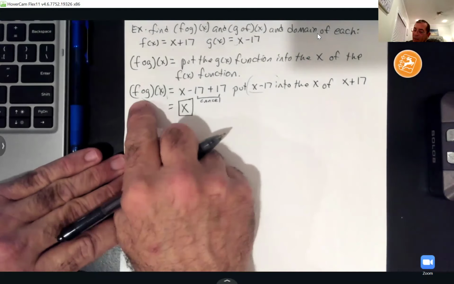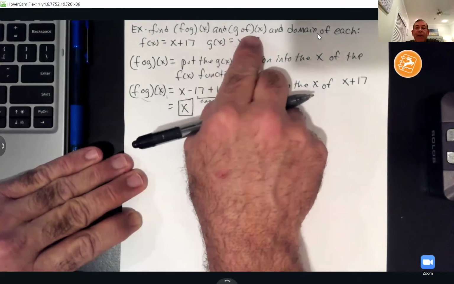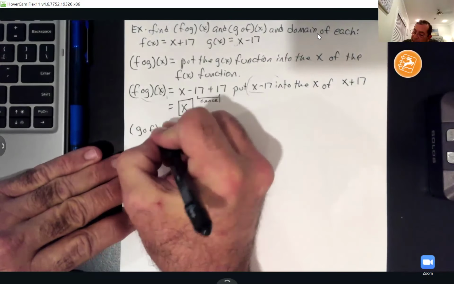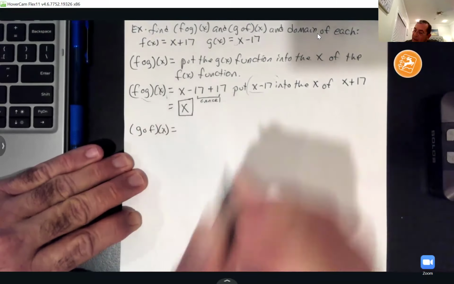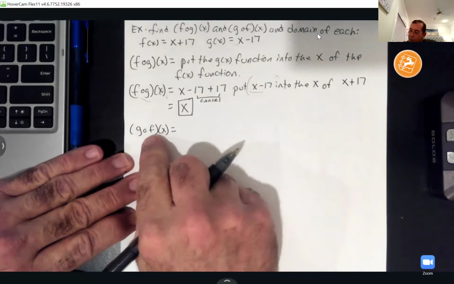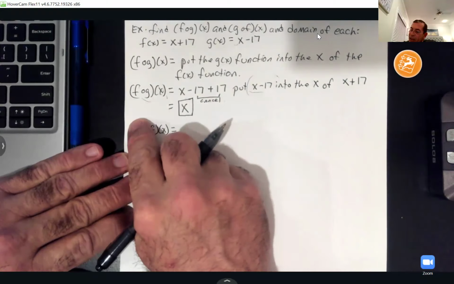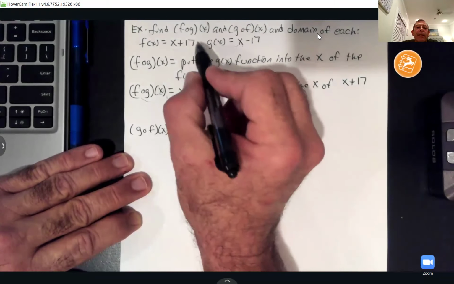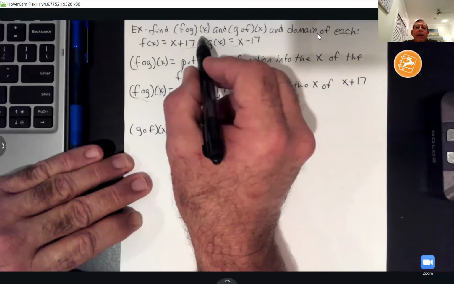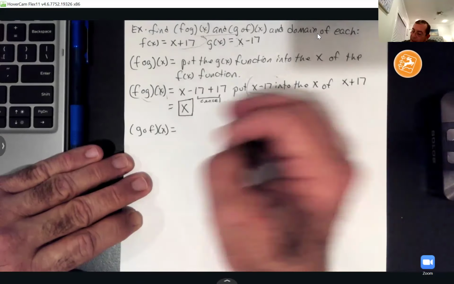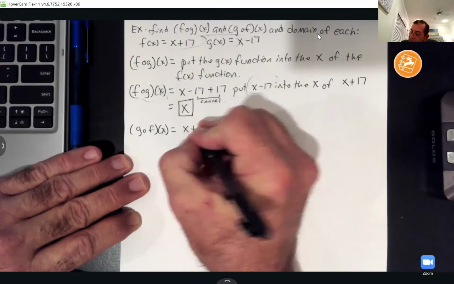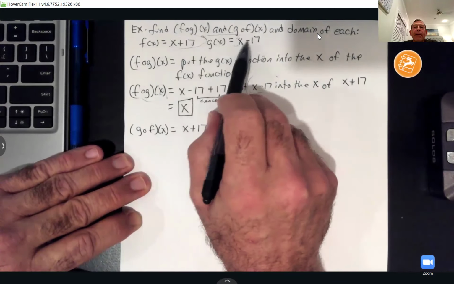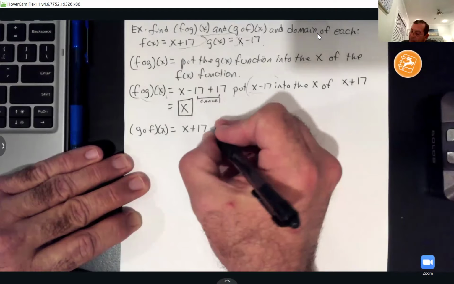So let's look at it the other way. Let's do the g of f of x. So g compose f of x. Now remember, we're going to put the f into the g. So g is x minus 17. So we're going to take this f right here and put it into its x. So that'll give me x plus 17. That's the f of x I'm putting in. And then at the end is a minus 17.